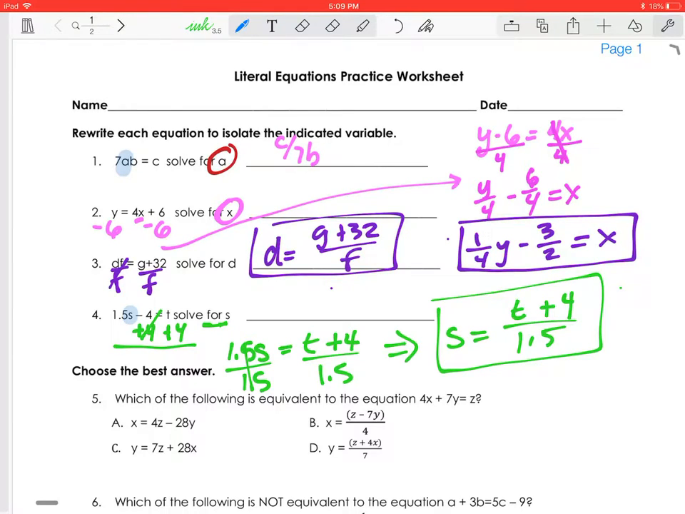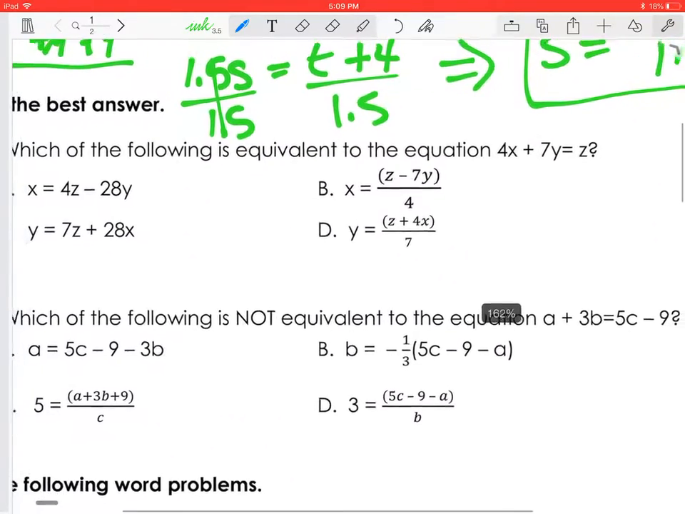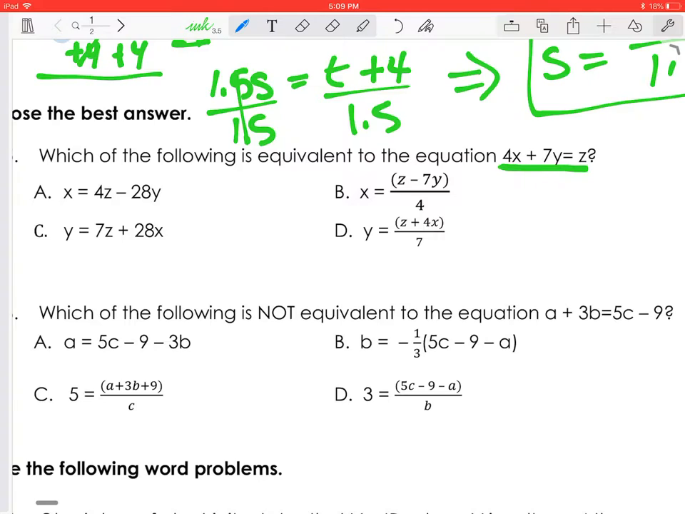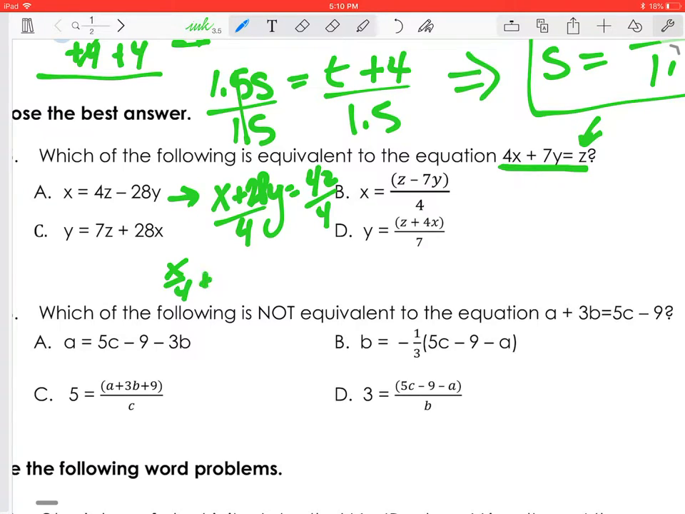Let's talk about b. It wants us to see which of the following equations is equivalent to this one. Now, that means that we have the x and the y on the same side, and we've solved for z. So z is equal to whatever we have on the right side. We're going to have to do quite a bit of work on this. So the first one, I'm going to isolate, so that's rewritten as x plus 28y is equal to 4z. Divide by 4, divide by 4. So that's x over 4 plus 28 fourths y is equal to z.